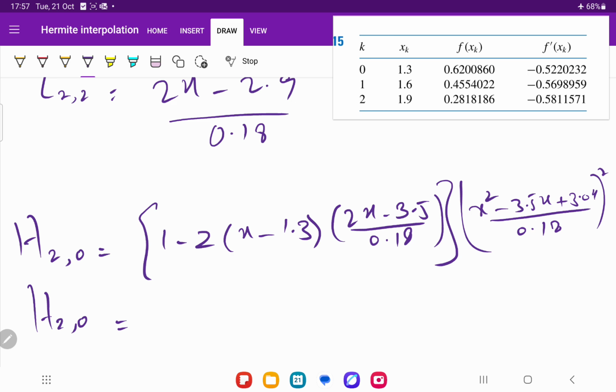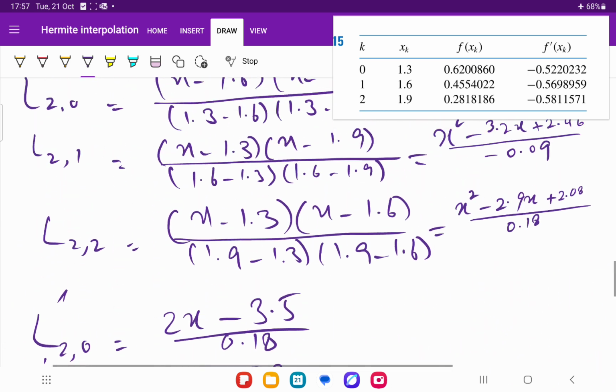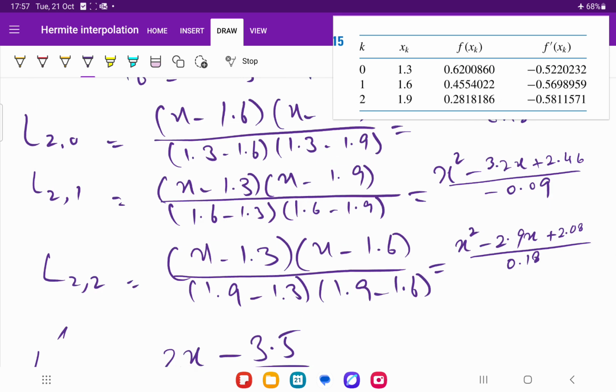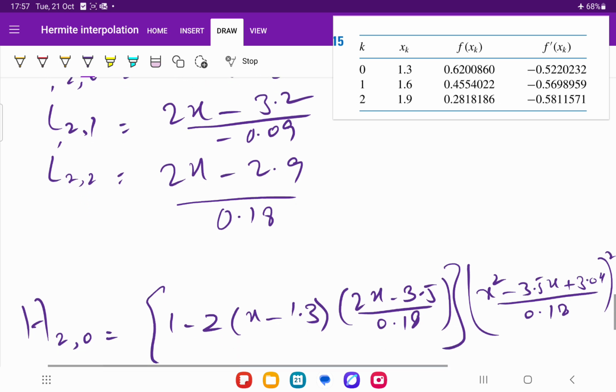Even you could solve this one, L20, L21 and L22 at x. Yes, you get those values, because that is needed here, because we need the square as well. So that's why we are using the actual form, the square of the values.